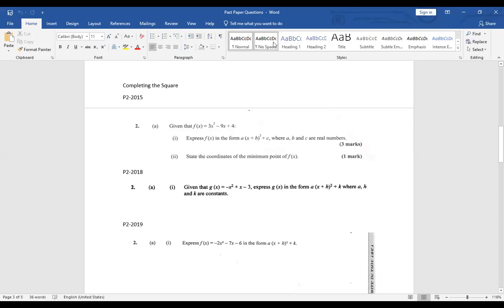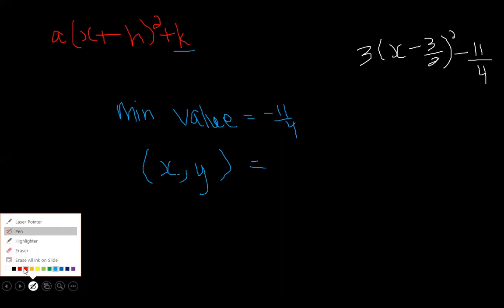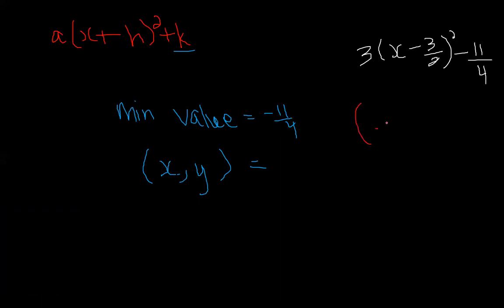Oh, they didn't want the minimum value, they want the minimum point. Okay, minimum value and minimum point, two completely different things. Minimum value, it's a value. Minimum point is a coordinate, so that means it has to look like x, comma, y. So remember, the minimum or maximum point looks like this, minus h, k. So could anybody tell me what would be the minimum point in this case, if it's minus h, k?